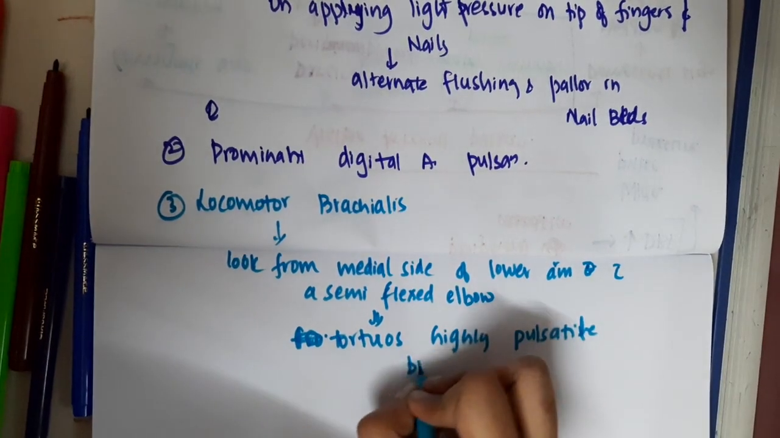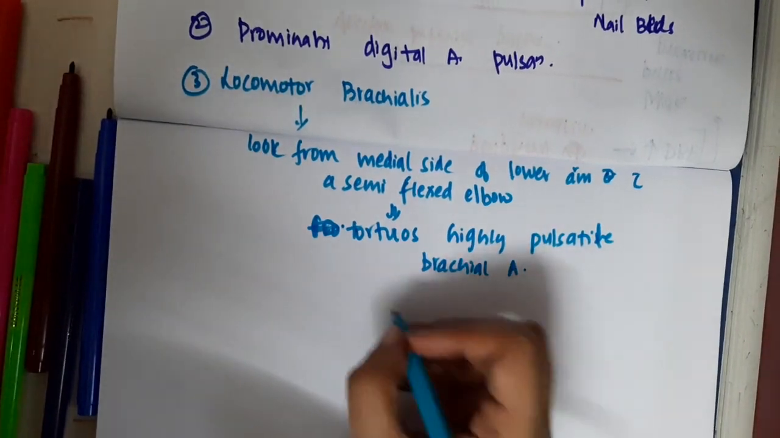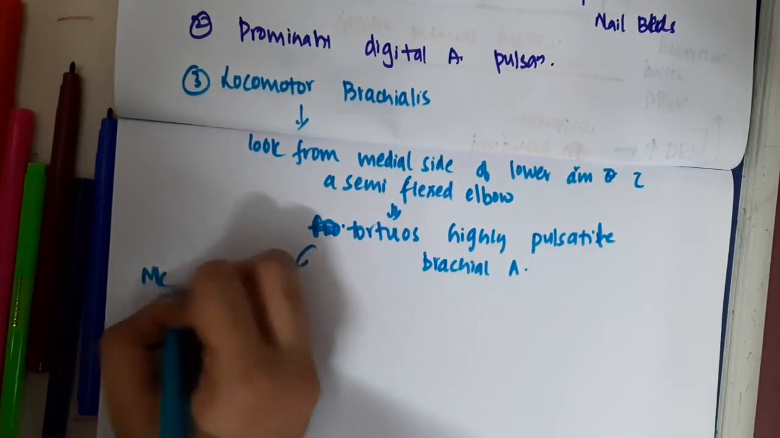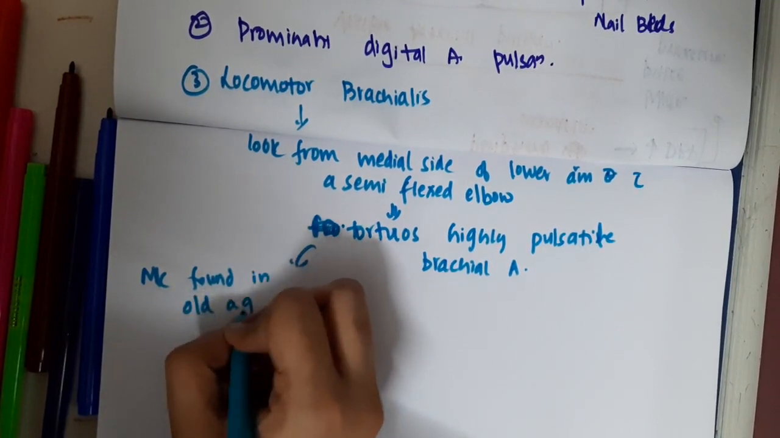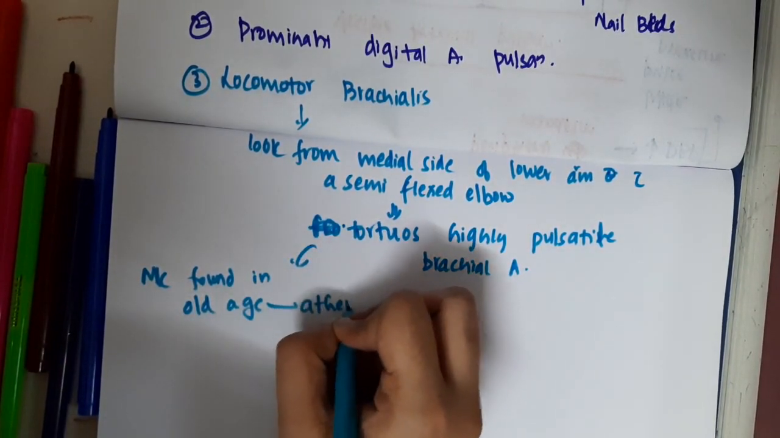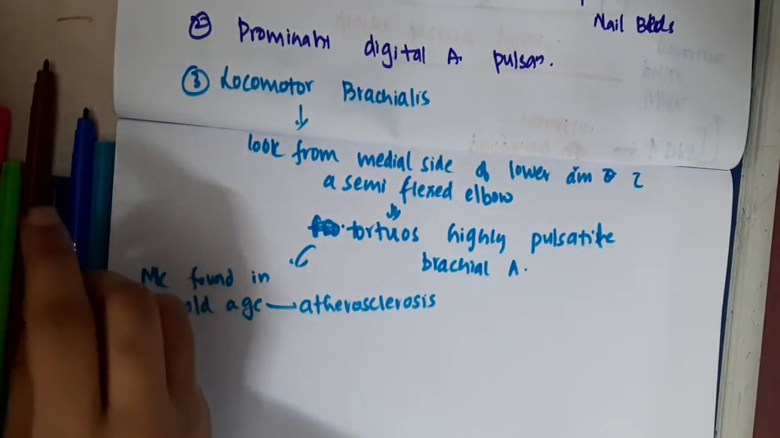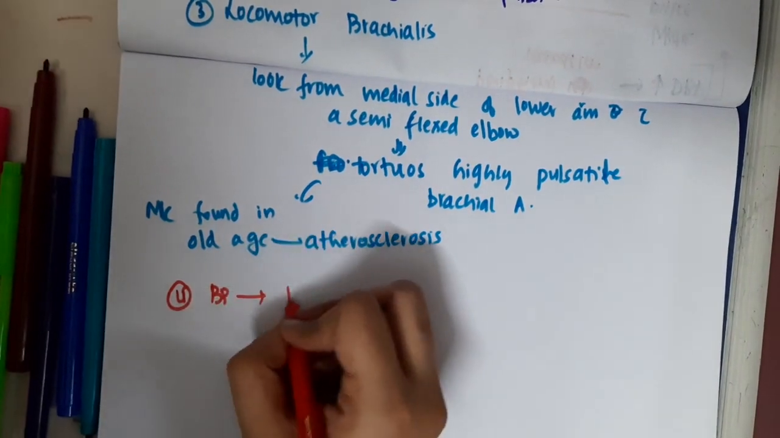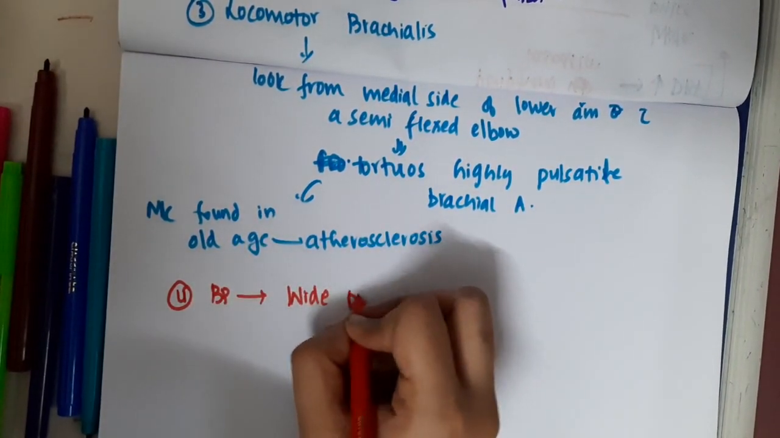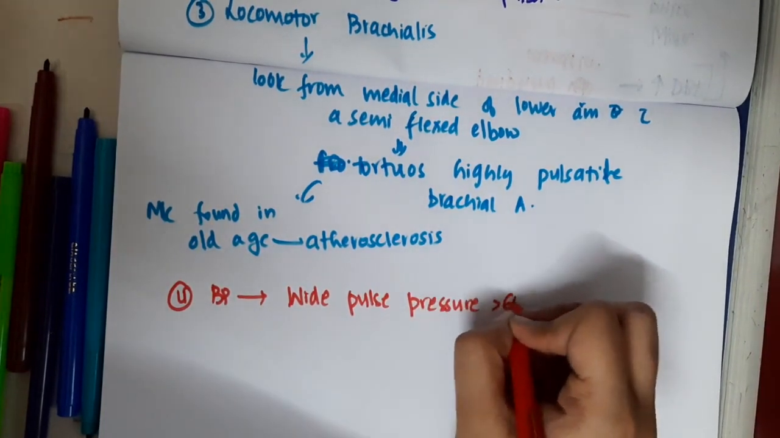You will see a highly pulsatile brachial artery. This is also most commonly found in old age. Why? It can also occur due to atherosclerosis, so it is also found in old age. Okay, this is locomotor brachialis. Then fourth, the BP. In the BP, you will obviously see a wide pulse pressure, which is more than 60 millimeters of Hg.